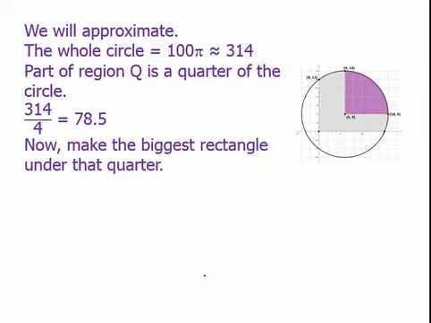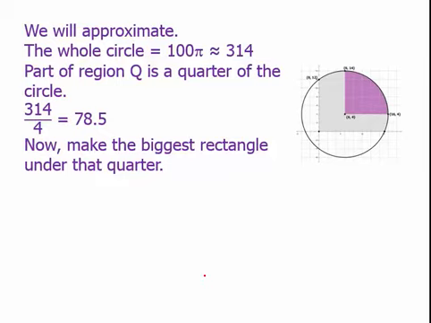Now we're going to make the biggest rectangle under that quarter. We're just going to approximate. Obviously that's not a pure rectangle shape, but I'm going to approximate it with a rectangle. And it turns out the height, of course, is 4. It goes from the x-axis up to the center. And the width, well, that far right x-coordinate is 16. It goes out to 16.